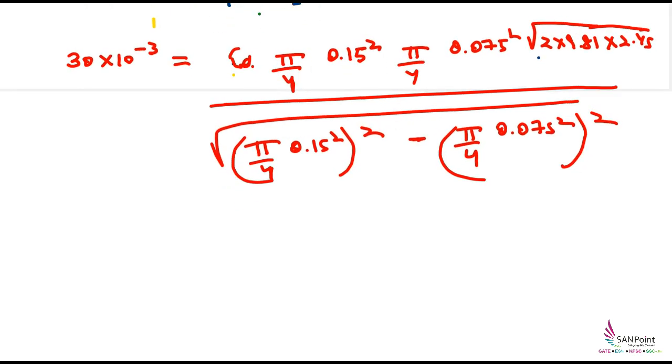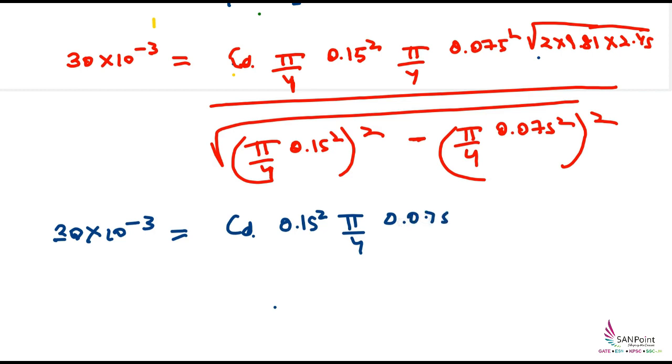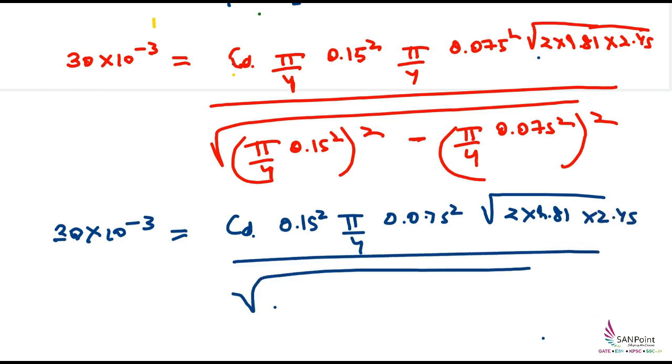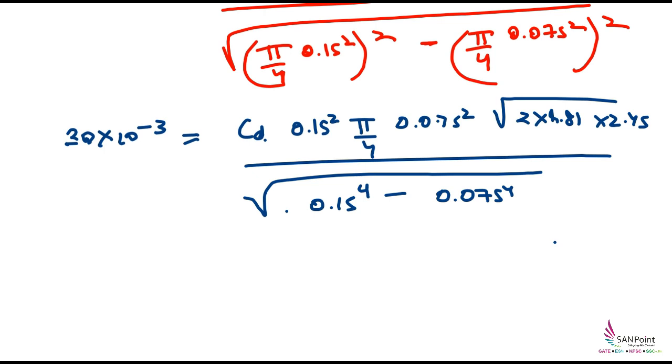So let's do that. So now I am saying that this value remains same, 30 into 10 raised to power minus 3, no change in this. 1 pi by 4 is going to cancel with the pi by 4 which is available below. So we will be left with CD into 0.15 square. This pi by 4 will remain as it is, it will not cancel out. 0.075 square under root of 2 into 9.81 into 2.45, whole divided by under root of 0.15 raised to power 4 minus 0.075 raised to power 4. Now you can put all the values in the calculator and you can get the value of CD.